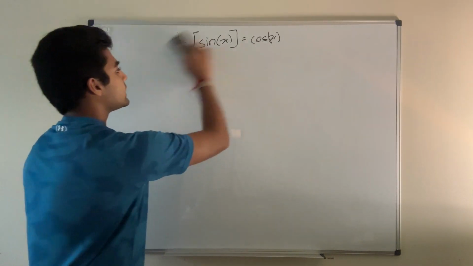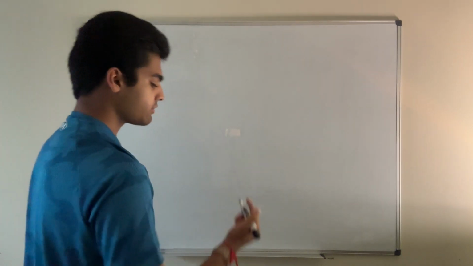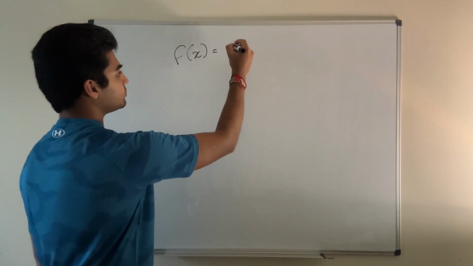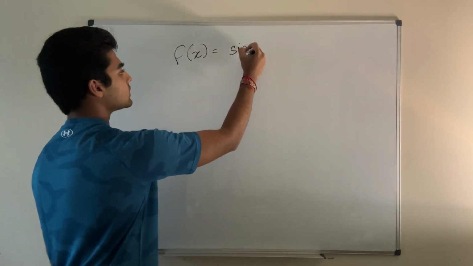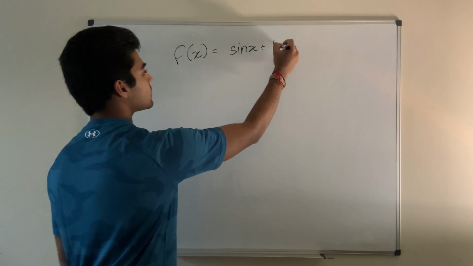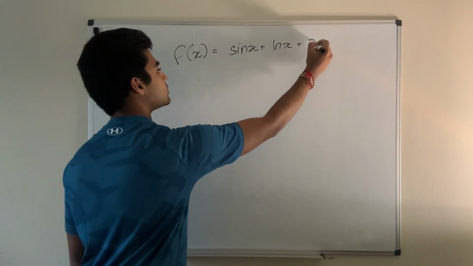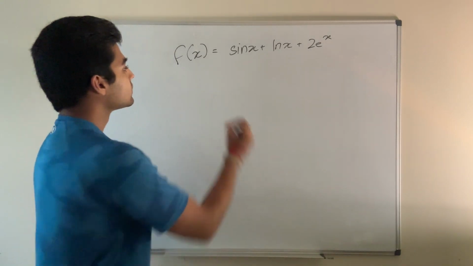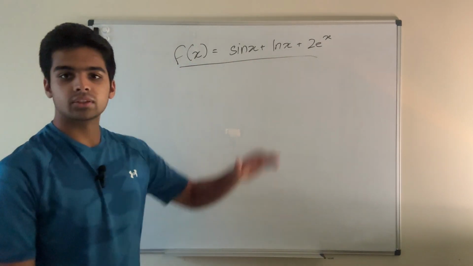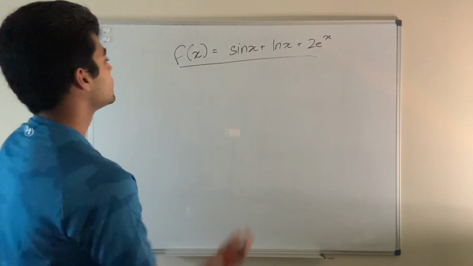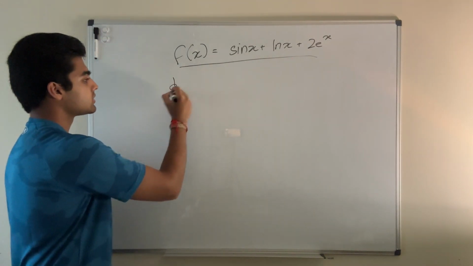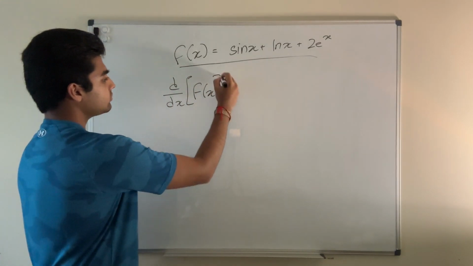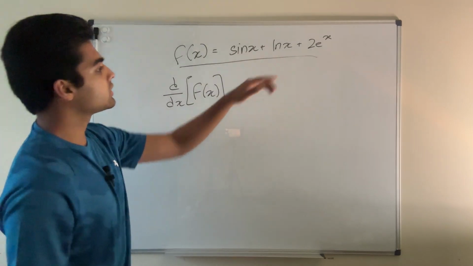So suppose we had f of x equals sine x plus natural log of x plus 2 e to the x, right? That's tilted again. Pretend it's straight. But anyways, suppose we wanted to take the derivative of this function. So then we do d over dx of f of x, and we do the same thing here.